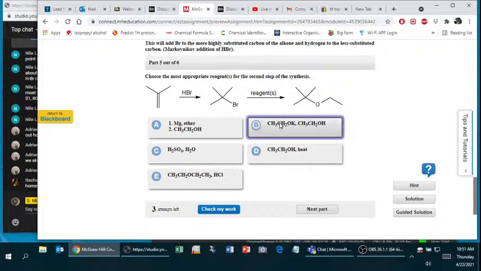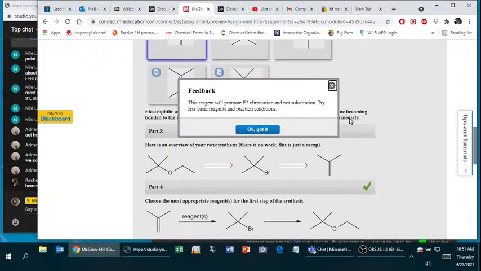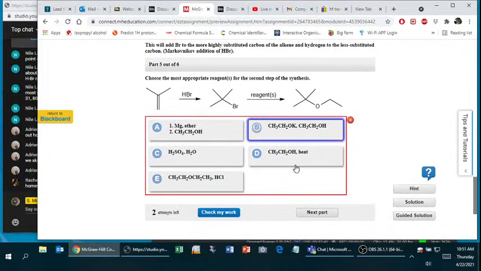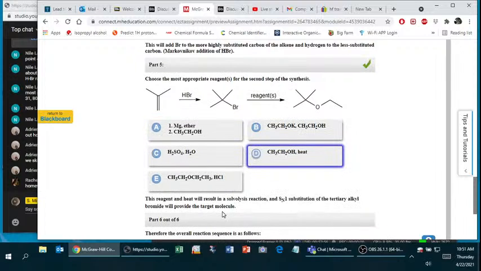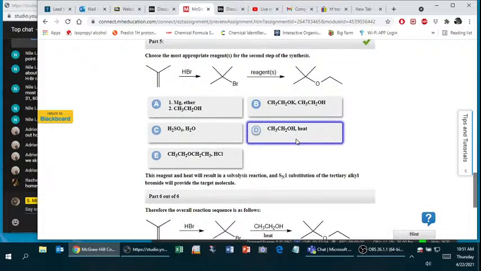Come on, I know you're in here somewhere. B. The ethoxide will undergo nucleophilic attack on the bromine. What? Try a less basic reagent. We can try hydrolysis. Yeah, okay. So apparently it's saying it will do elimination. I don't think ethoxide would do the elimination, but you could also use solvolysis as well.